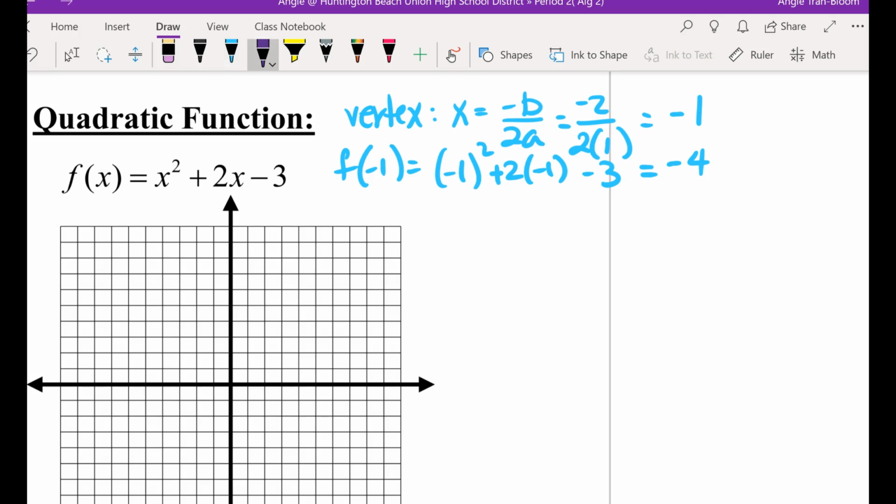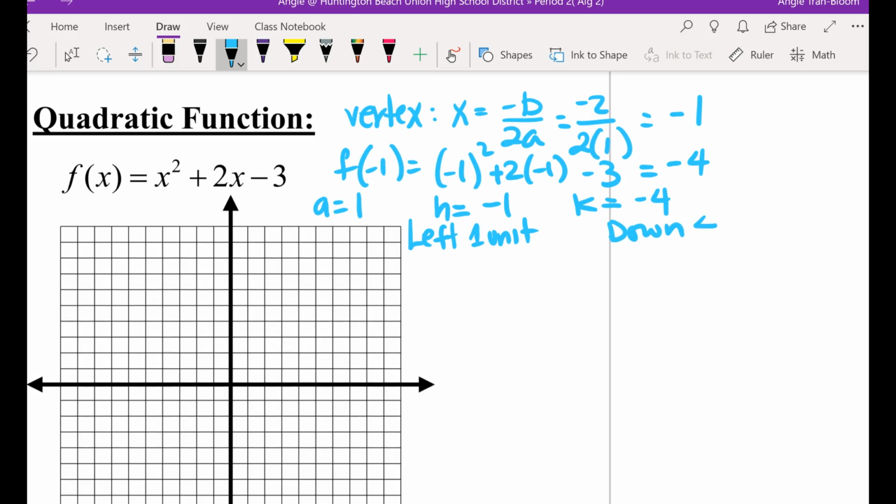Now remember, we were graphing by transformation. So I was asking you what was A, what was H, and what was K, okay? Because if I know these, then I can transform. Can someone tell me what A is? 1. Great. So do I have any transformation for A? No, there's no vertical stretch, there's no vertical compression, there's no transformation. What's your H? Good. What's your K? Good. If H is negative 1, what kind of transformation is that? Left. You're right. Left how much? 1 unit. If K is negative 4, what kind of transformation is that? Down how much? 4 units.